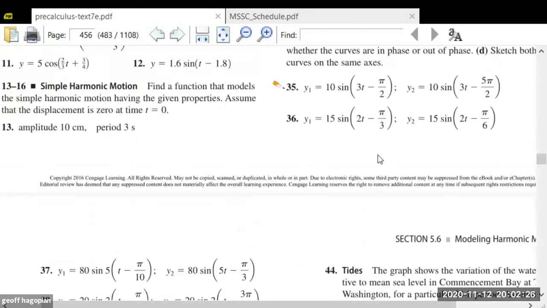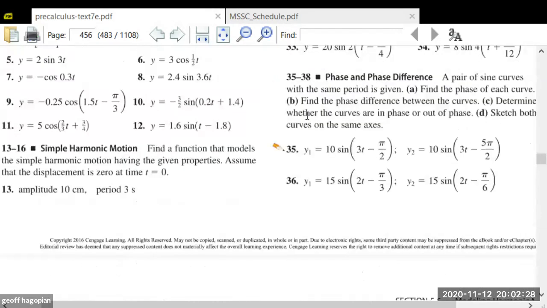How about 36? The instructions here are: a pair of sine curves with the same period is given. Find the phase of each curve, find the phase difference between the curves, determine whether the curves are in phase or out of phase, and sketch both curves on the same axis. So what does it mean for them to be in phase? If they're out of phase, if they're completely opposite, then they cancel each other out.